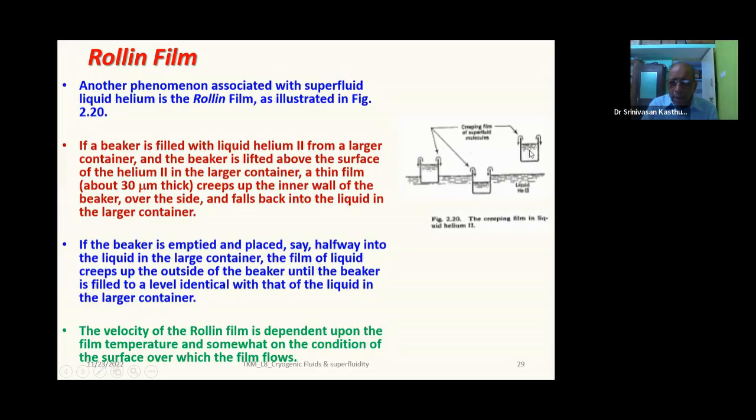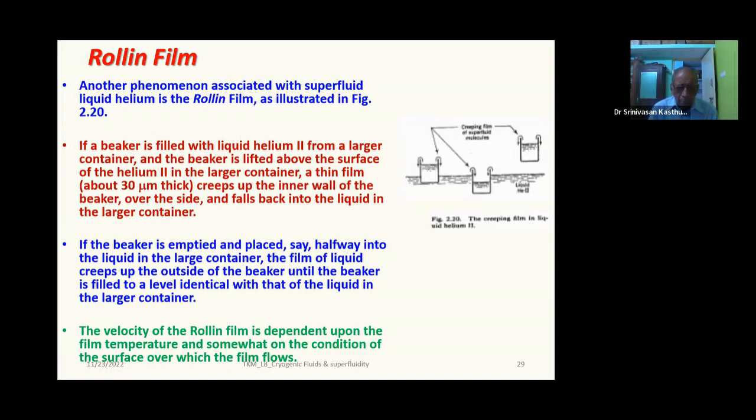If the container is taken out of the main bath, the Rollin film forms and the liquid forms droplets, which then fall into the main pool of liquid. This is what is explained here. If a beaker is filled with liquid helium-2 inside a larger container and the beaker is lifted above the surface of the helium-2, a thin film, approximately 30 micrometers thick, creeps up the inner wall of the beaker and, over the sides, falls back into the liquid in the large container.